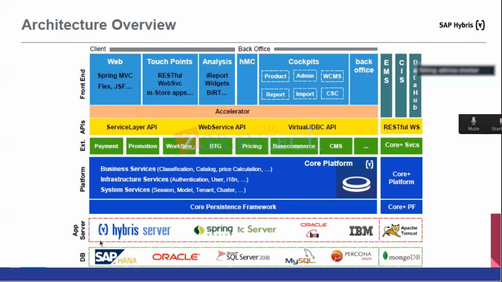After the platform, this is the app server: Hybris server, Spring, and Apache Tomcat. You can configure these servers also. By default, it's the Hybris server. And for the database, of course, you can use SAP HANA, Oracle, MongoDB, SQL Server, MySQL. You can easily configure them in SAP Hybris.